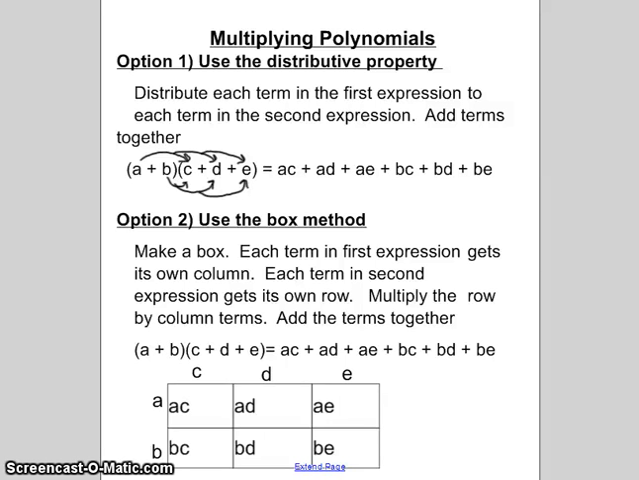When multiplying polynomials, we have two different methods we can use. We can just use the distributive property and take each term in my first parentheses and multiply it to each term in my second parentheses and then combine like terms.